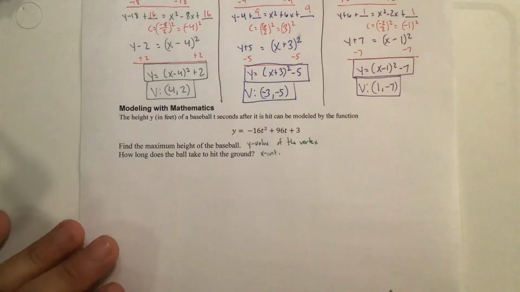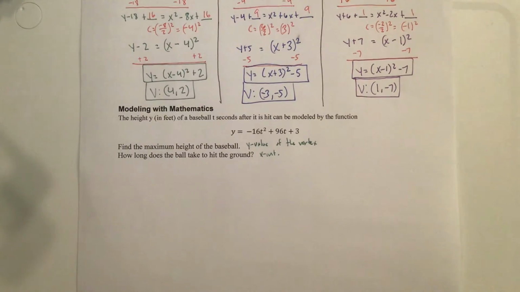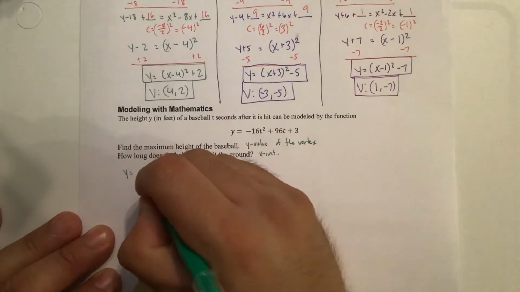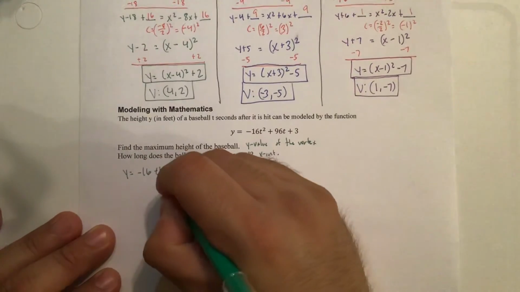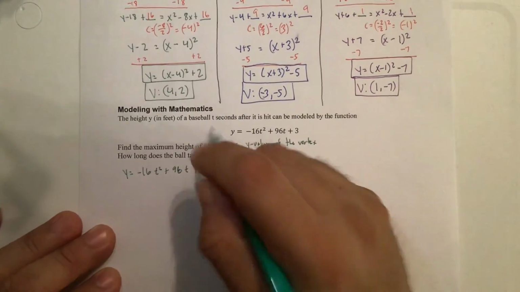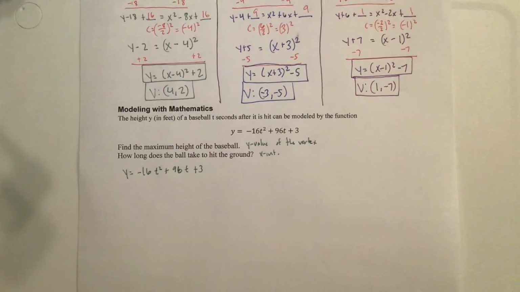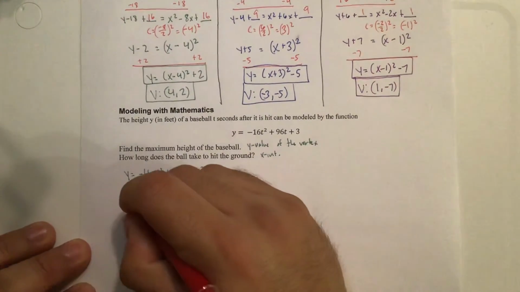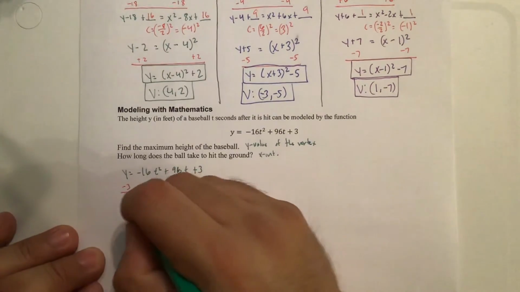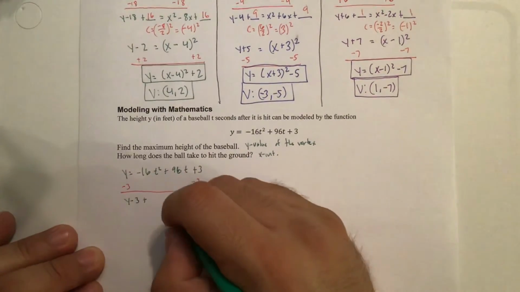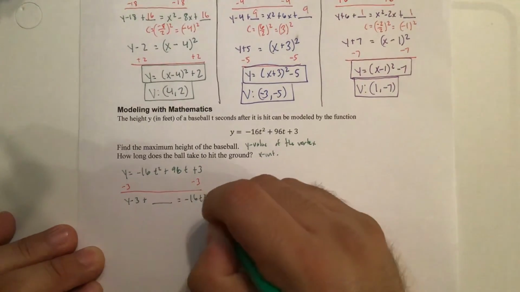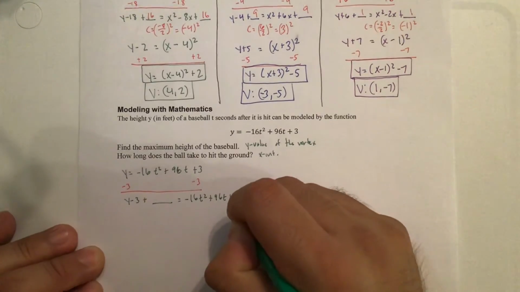Okay, so for this one here, to find the maximum height, we're going to convert this to vertex form. So the first thing we do is, let me write this right here, y equals -16t squared plus 96t plus 3. So we're going to follow that same process. The first thing we do is we subtract 3 from both sides. So we get y minus 3 plus blank equals -16t squared plus 96t plus blank.